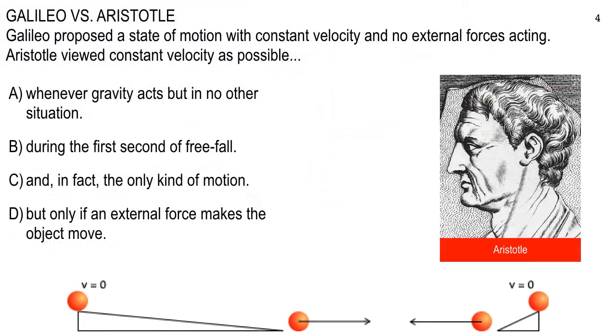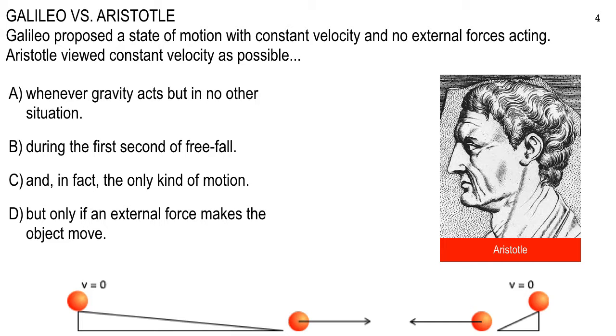Next question, multiple choice, Galileo versus Aristotle. Galileo proposed a state of motion with constant velocity and no external forces acting. Aristotle viewed constant velocity as possible under what condition? Whenever gravity acts, but in no other situation, that's option A.